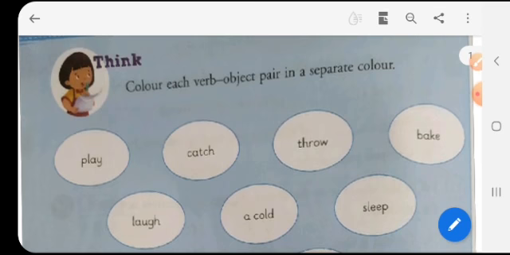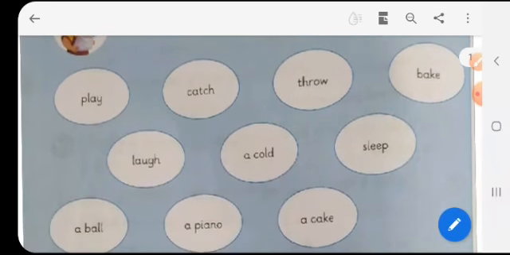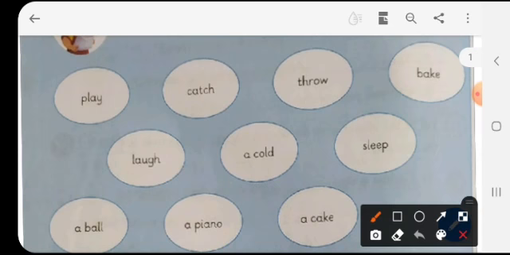Now here is a small exercise, or you can say activity, where you have to color each verb-object pair in a separate color. So you can use separate colors for separate pairs. Here we will match these things and you will color the pairs.